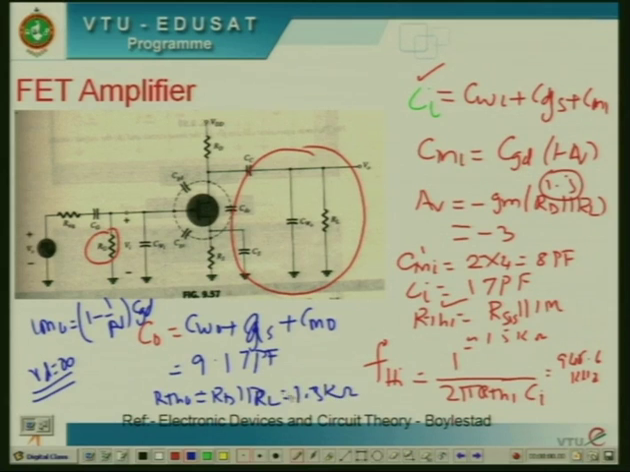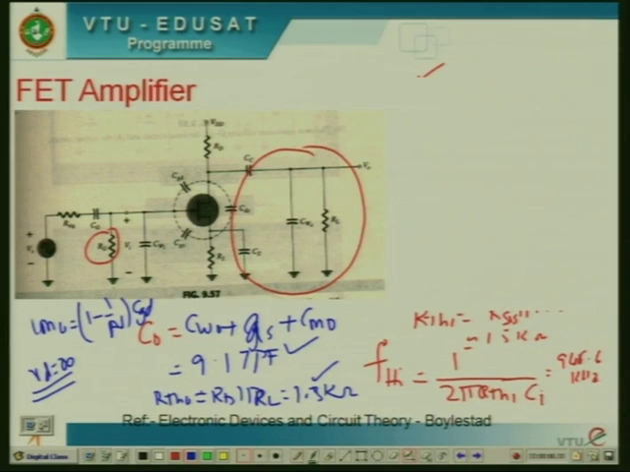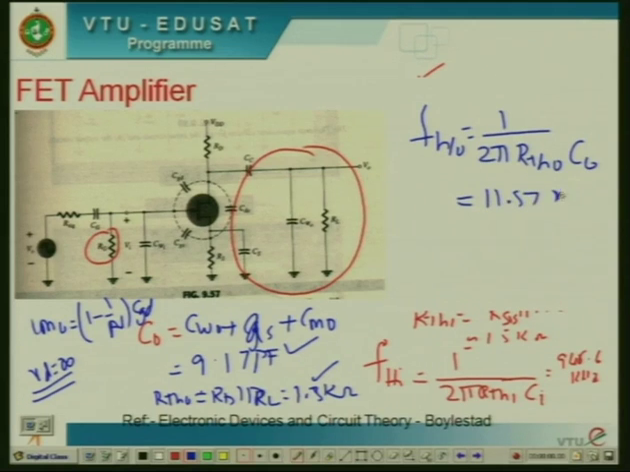If you substitute that 9.17 and 1.5k resistance values, then that FH naught is equal to 1 divided by 2 pi Rth naught into C naught. If you are substituting these two values into this expression, then this is equal to 11.57 megahertz.